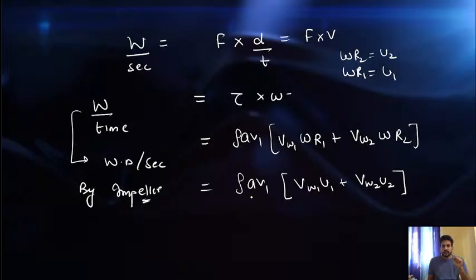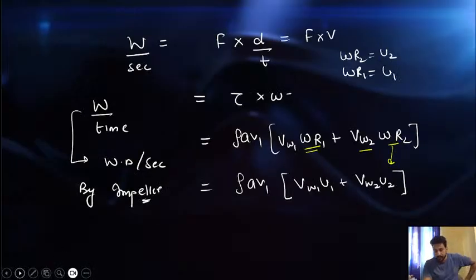Again, this is my rho AV1 times VW1, and this is my U1, right? U1 is the linear velocity of the blade, that is the angular velocity multiplied by the radius R1. Similarly VW2, and this is my U2, right? Is it clear to you guys? Is it clear up to here for everyone?